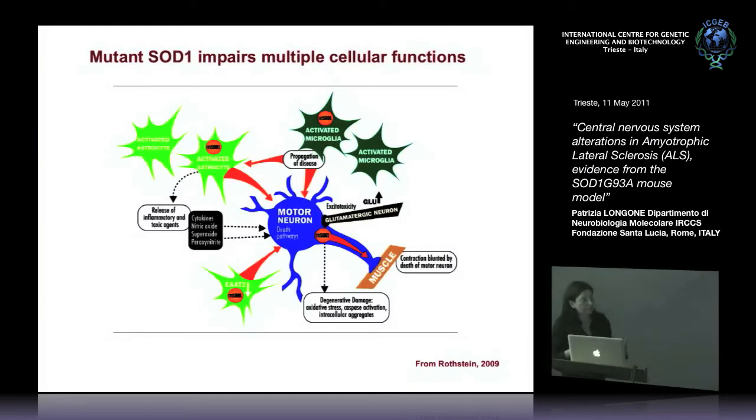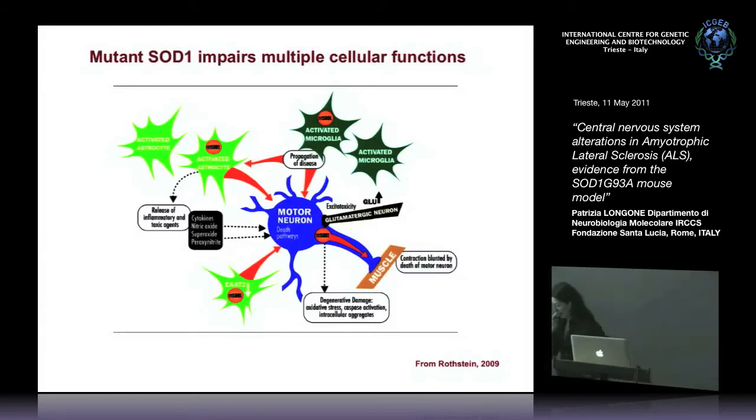Many studies have shown that if mutant SOD1 is only expressed in the glia, the mouse doesn't develop ALS. On the other hand, if it's just expressed in the neurons, the mouse doesn't develop ALS. So the cooperation of these two cell types is necessary for the development of ALS. The microglia seems to be important in the propagation of the disease.